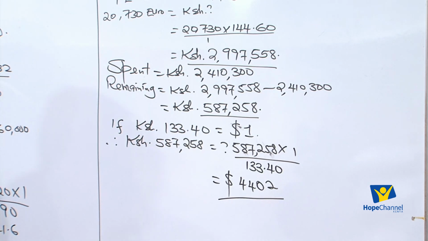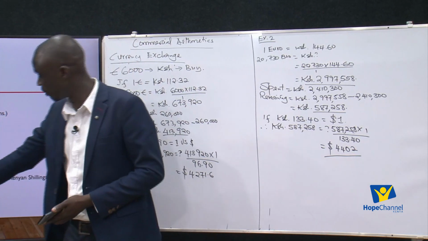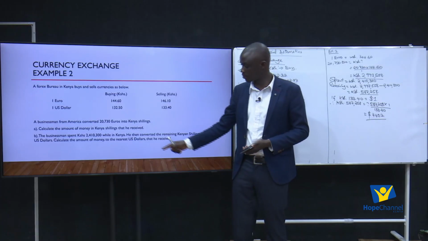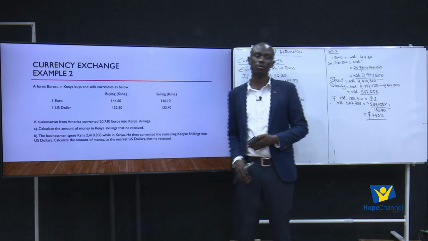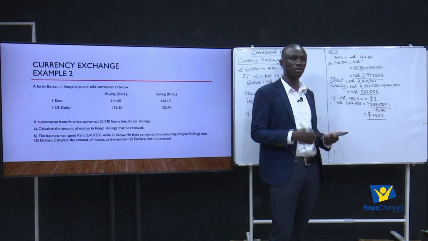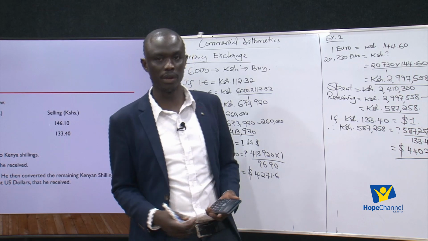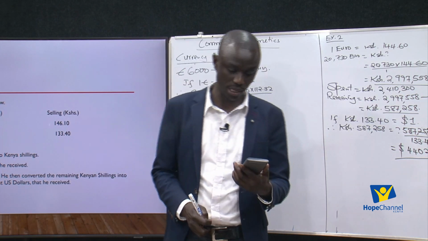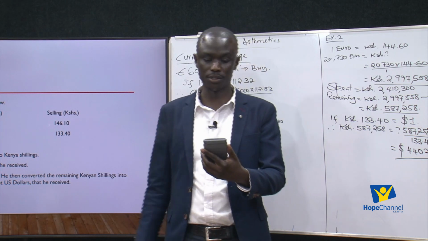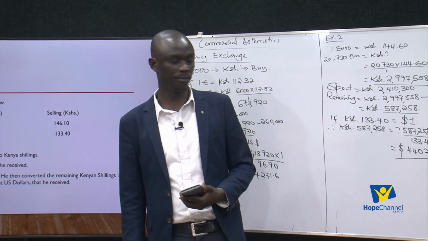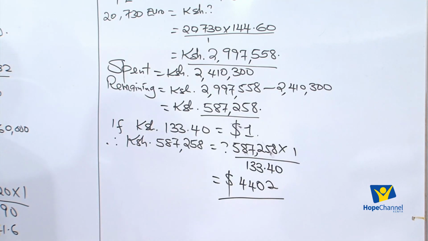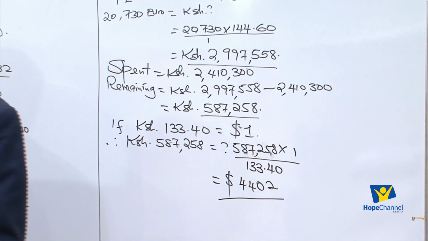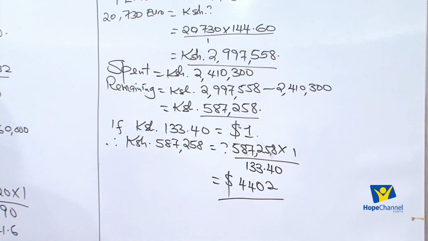So 4,402 dollars. Yes, it is 0.2, but we have been asked to give it to the nearest US dollars. If you are asked to give your answer to the nearest dollars, you're not supposed to give it in terms of decimals. You round it off to the nearest whole number. Because our answer actually is 4402.23 to 4402.43, we will not look into that. We just round it off to the nearest whole number. So that is a very good one.